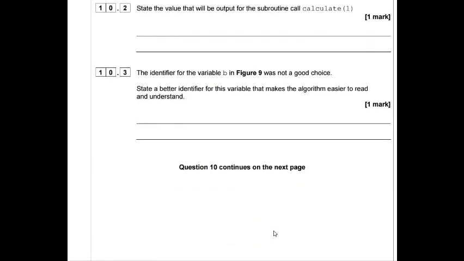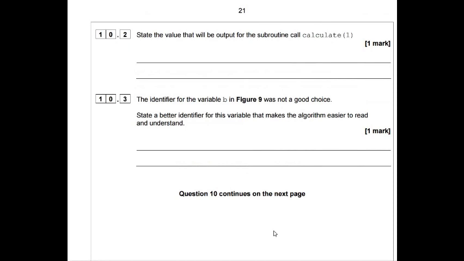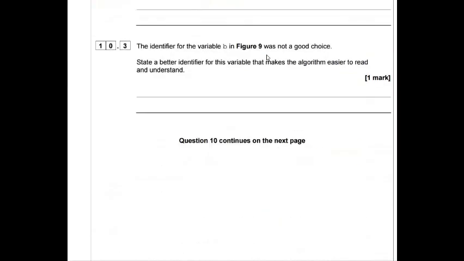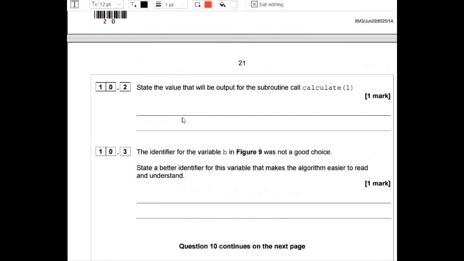Okay. Now we need to state the value that will output for the subroutine call. The output for the subroutine call calculate. So let's have a look at subroutine call calculate. It's actually going to be a 1. So we have to write number 1. If we were to type in the word one, we're not going to get a mark. So don't write the word. You need to write the number 1. Okay?